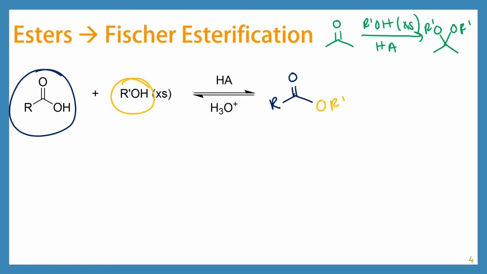So we end up with the acyl portion of our carboxylic acid, and the alkoxide portion of our alcohol turns it into an ester. And again, this is reversible. If you take this ester and put it into aqueous acid, you'll get your carboxylic acid and your alcohol back. The byproduct of Fischer esterification is water. So ultimately, this is a condensation reaction.